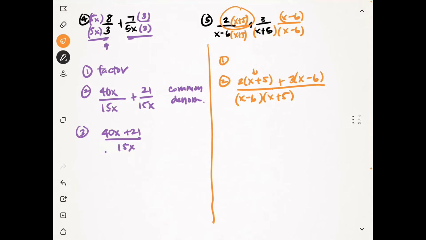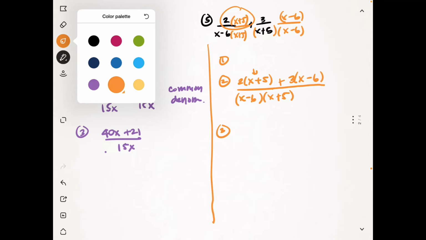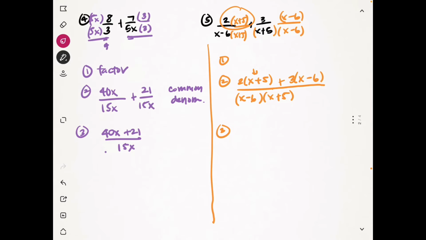It saves us the time of writing two fractions with this denominator twice. Okay, part 3, we're going to simplify this. So we're going to distribute, right? Be very careful of your signs in this step. So then we have 2 times x is 2x plus 2 times 5 is 10.